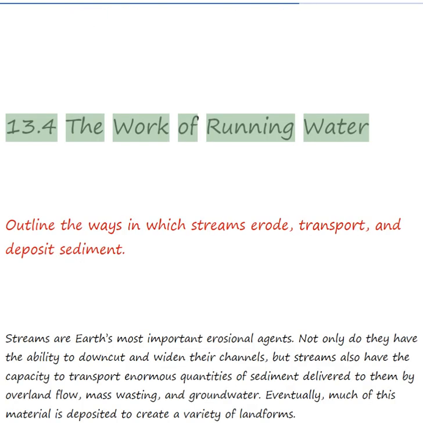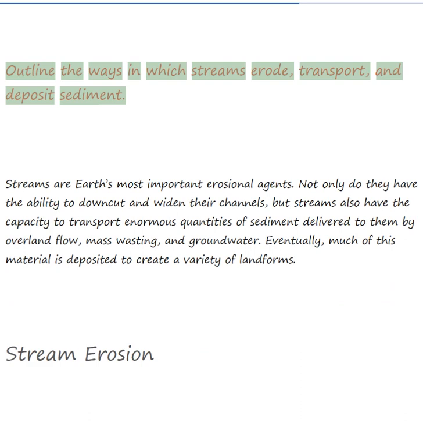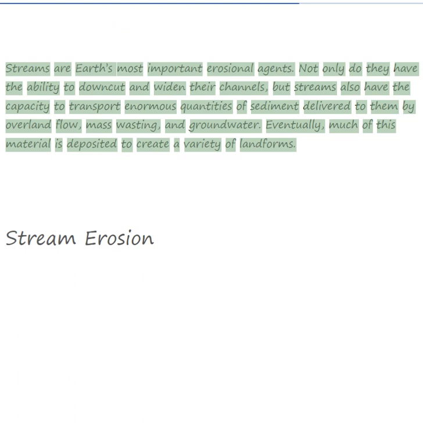13.4 The work of running water. Outline the ways in which streams erode, transport, and deposit sediment. Streams are Earth's most important erosional agents. Not only do they have the ability to downcut and widen their channels, but streams also have the capacity to transport enormous quantities of sediment delivered to them by overland flow, mass wasting, and groundwater. Eventually, much of this material is deposited to create a variety of landforms.